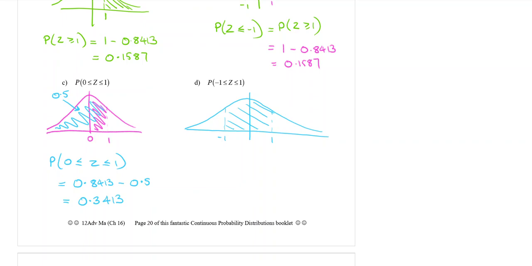So, given that I just worked out half of that, I could just times my last result by 2. So I'm going to say that the probability that Z is between -1 and 1 is 2 lots of the probability of between 0 and 1 that I found in part C. So that's 2 times 0.3413, which is 0.6826. And we can see our 68% coming out of that.